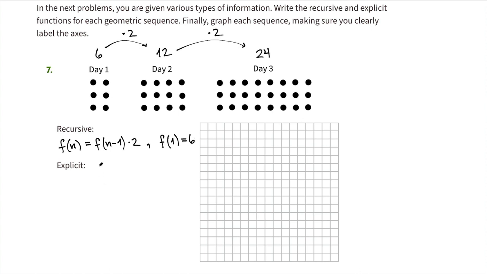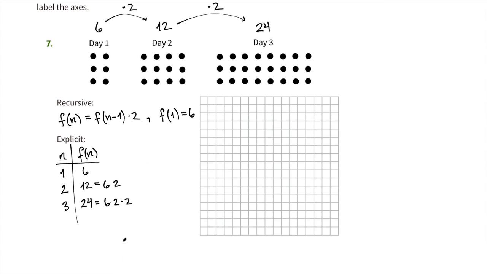equation, we can often find that by looking at our table of values, n and f of n. Well, day 1 we had 6, day 2 we had 12, and day 3 we had 24, and so on. And if we write this 12 as 6 times 2, which is where it came from, and the 24 as that 6 times 2 times another 2, okay, and we see that that pattern will continue.